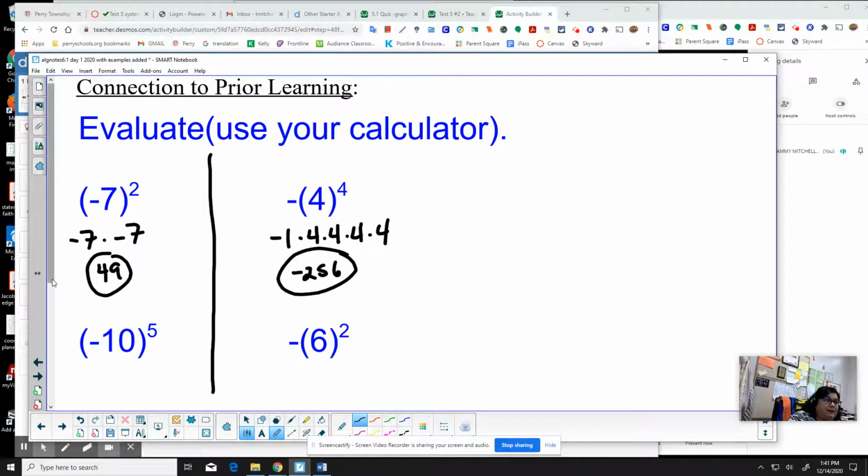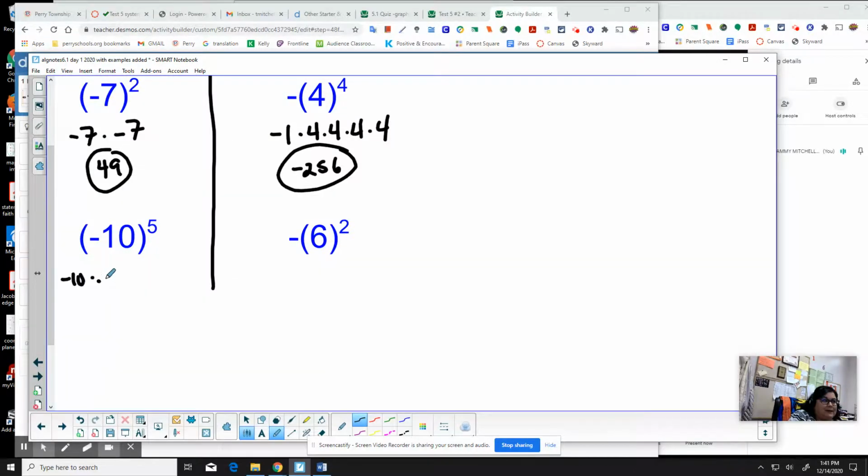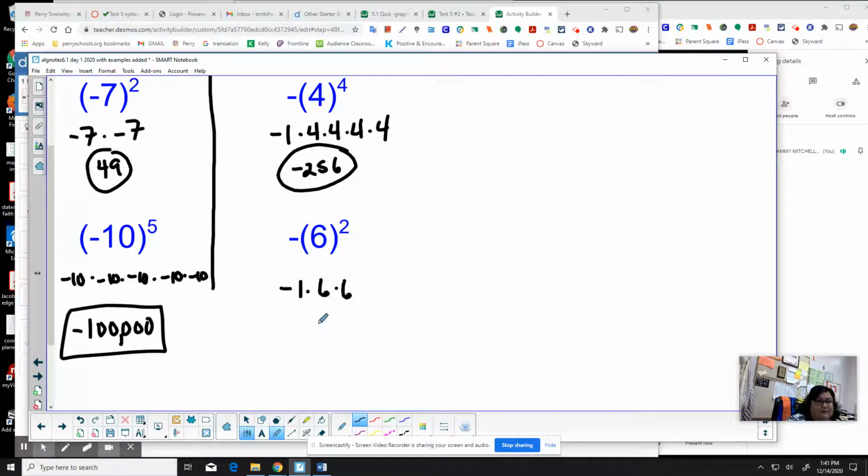So this one, because the negative is on the inside, means -10 times -10 times -10 times -10 times -10. So that's a 1 with 5 zeros, and then it's got 5 negatives. An odd number of negatives makes it negative. So this is -100,000 as my answer. This one, again, means -1 times 6 times 6. This is -36. I'm wanting you to understand the difference here, and I'm wanting you to see that if you put the parentheses in when you type, it makes a very big difference. The difference would be that negative.